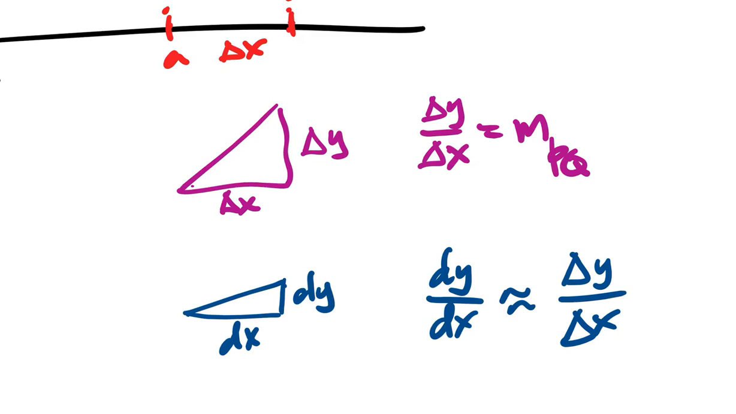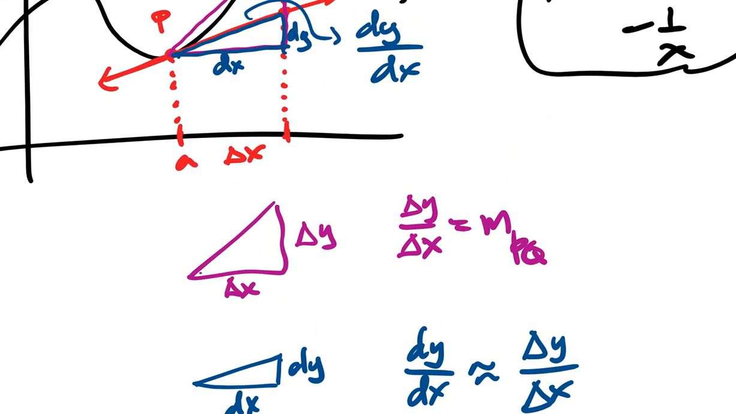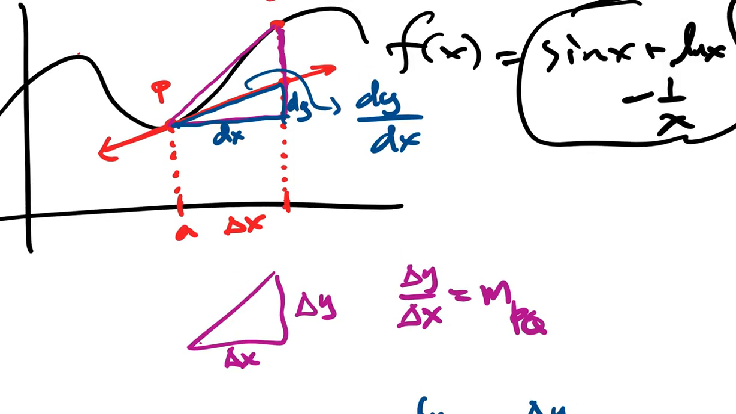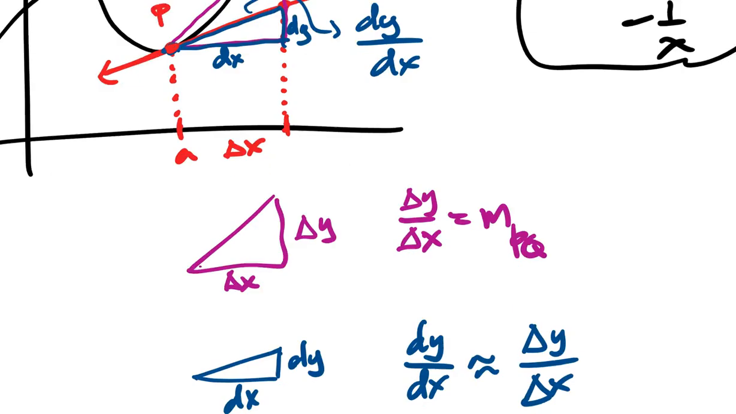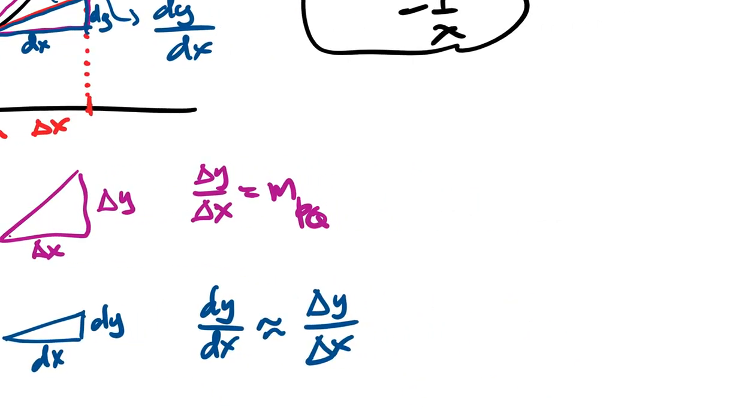So if we are looking at a little change from one point on my function to another, then I can calculate the actual change in the function itself. All right, so this is how we're going to do it.